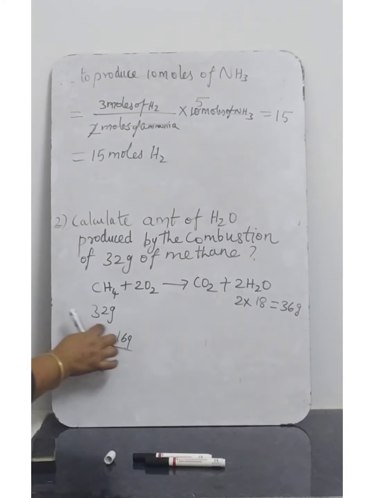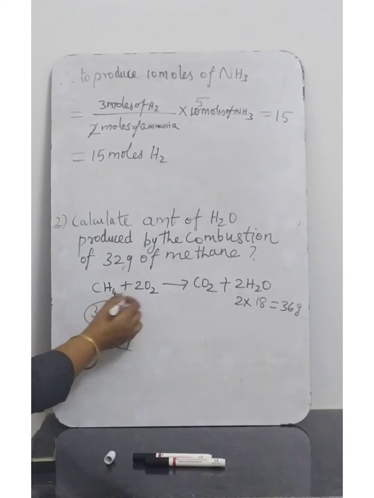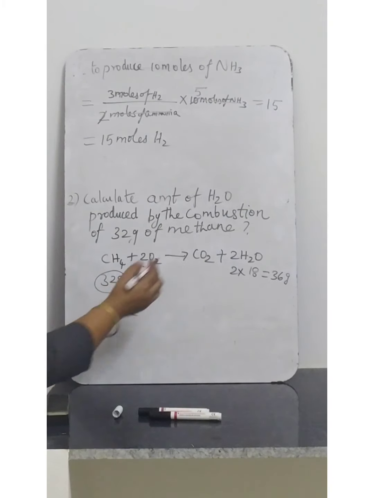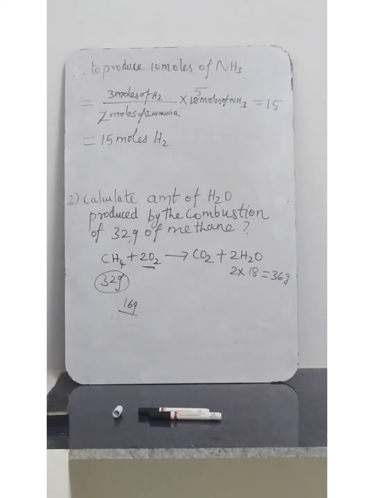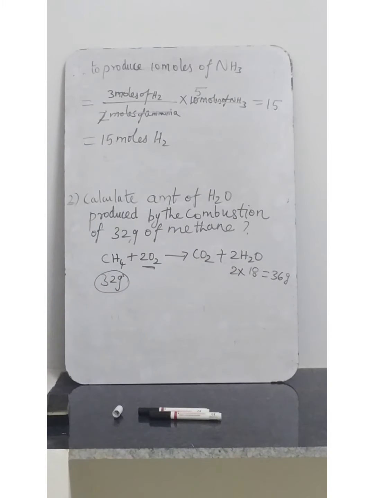Therefore, what is your question? 32 gram of methane will undergo combustion. Understood? How much water is produced? That is your question. So how can we write the relation as per the stoichiometric proportion? Understood? 16 gram of methane will undergo combustion. It will give 36 gram of, what is that? Water.